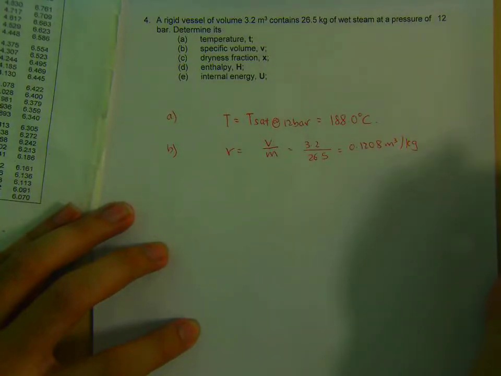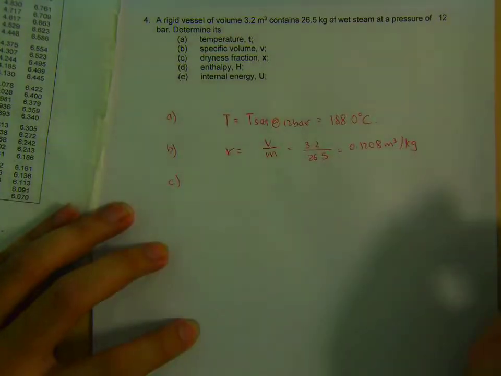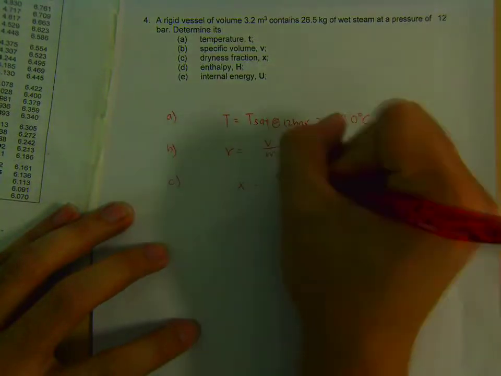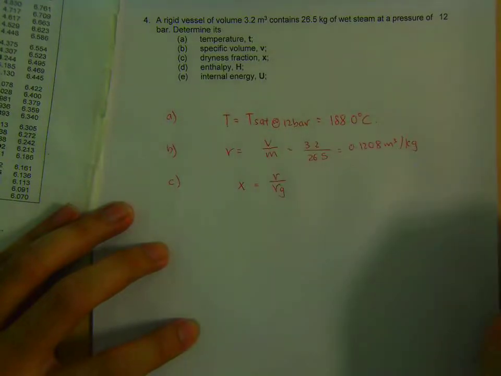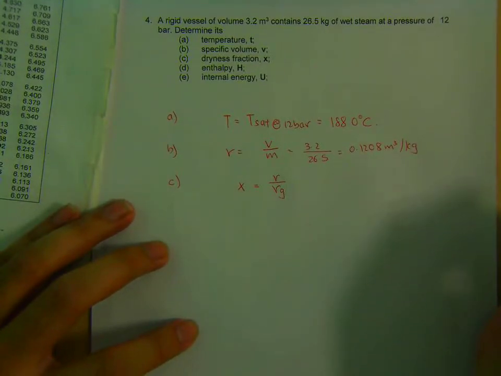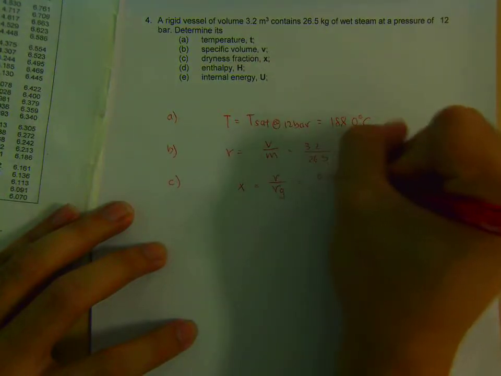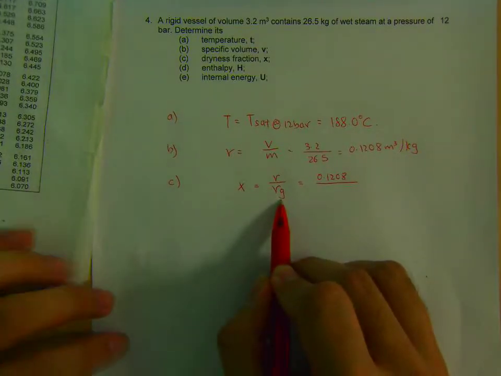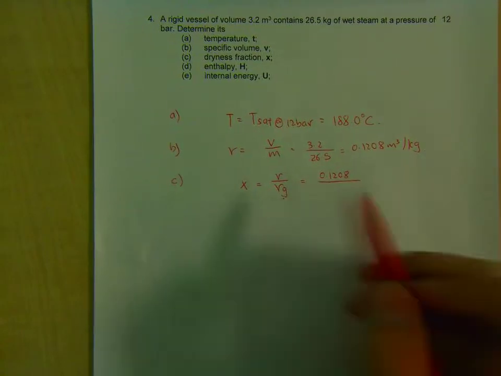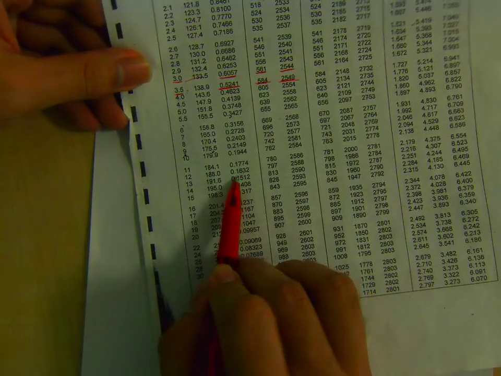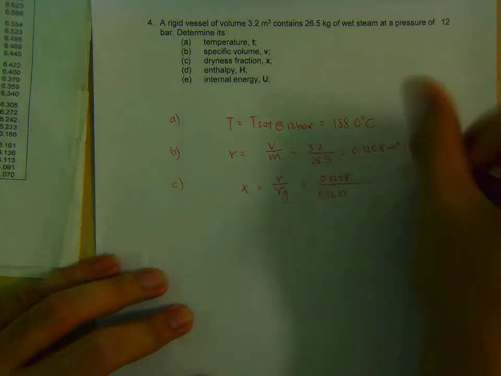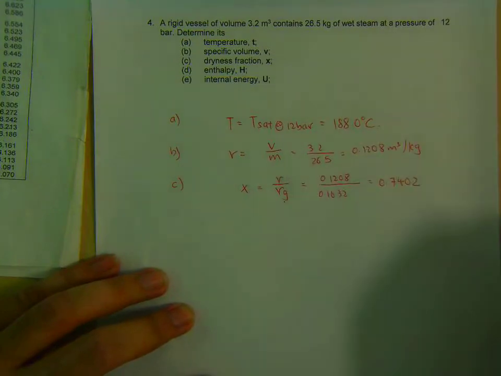C, to get the dryness fraction. The typical way to get the dryness fraction will be to use this formula: x equals v over vg. In this case, we already have our v, which is 0.1208. Our vg will be the vg at 12 bar, because that is your reference value. So vg at 12 bar, 0.1632. So this will be 0.7402. Okay, good.